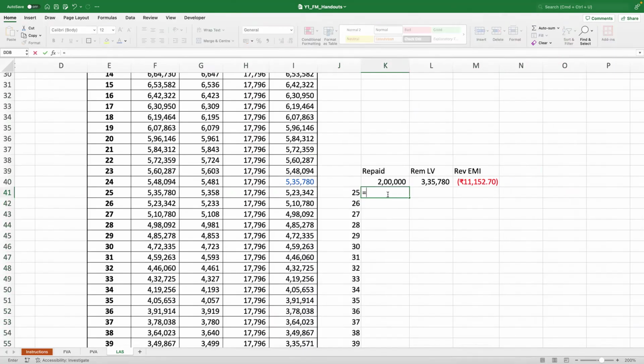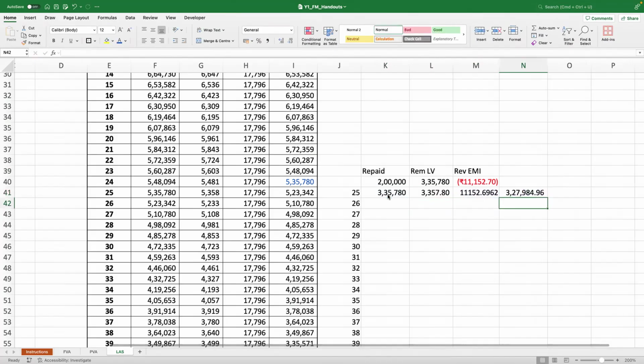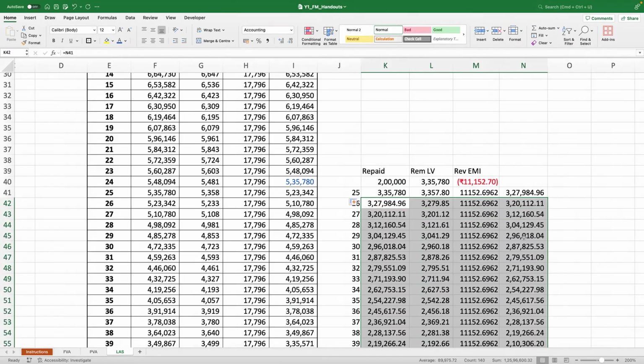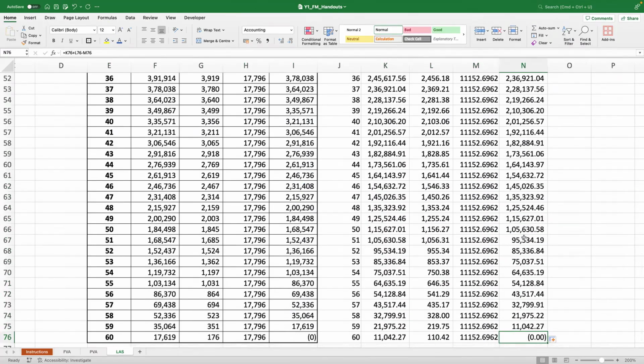Your loan balance is 335,780, on which 1% interest would be charged. Your EMI is this value, and closing will be this plus this minus this. This becomes your opening. Again, on this 1%, EMI remains the same, and that's it. Now, if you drag this down, again, this comes down to, so this is your revised LAS after repayment of this.